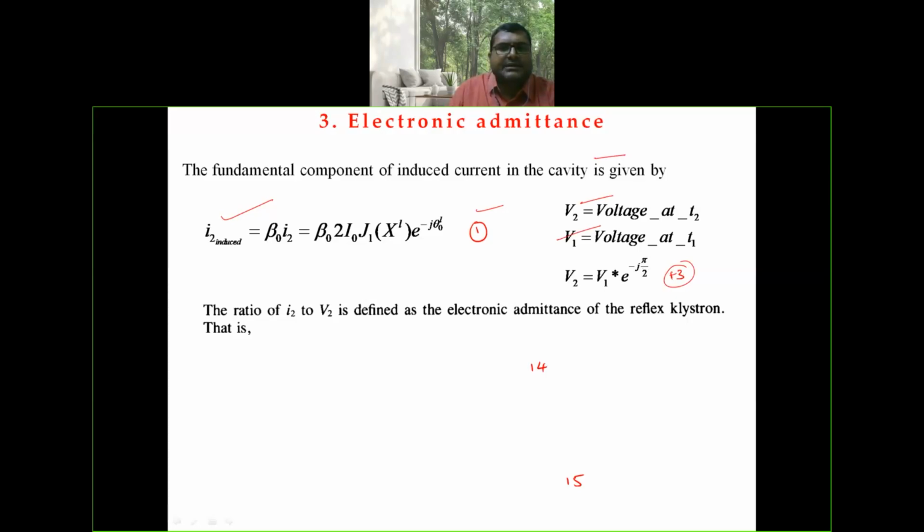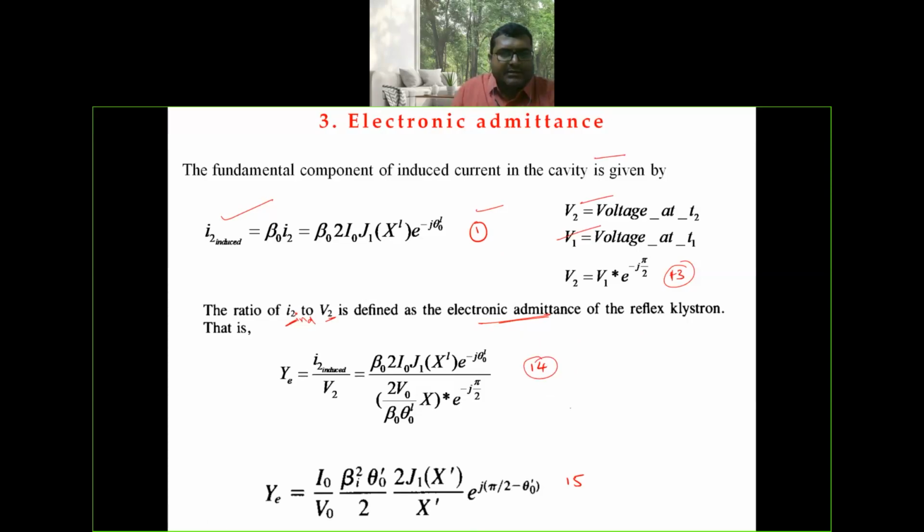Let it be equation number 13. The ratio of small I2 induced to V2 is defined as the electronic admittance of the reflex klystron. By taking the ratio of equations 1 and 13, we get equation number 14, and after simplification, we get the formula for electronic admittance, given in equation number 15.